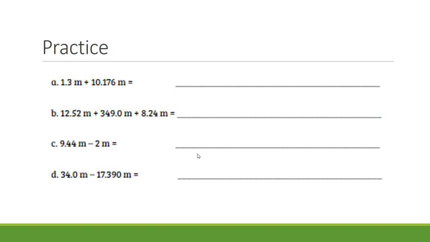So here's a few more practice problems. In example A, we have 1.3 added to 10.176. The first thing I recommend that you do is count how many sig figs are in the decimal. So if you do the Pacific rule here, 1.3 has 1 sig fig in the decimal. In 10.176, all 5 are significant, so 3 of those are found in the decimal. When you do this addition, you are limited to the fewest number of sig figs, which will be 1.